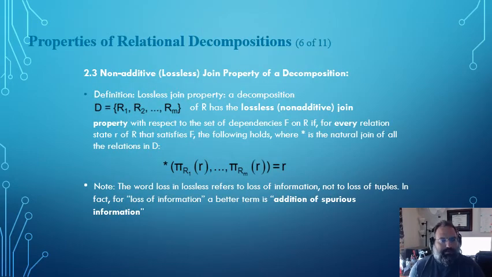Properties of relational decomposition, non-additive lossless join property of a decomposition. Definition, lossless join property, a decomposition D of R equals R1 through Rm has the lossless non-additive join property with respect to the set of dependencies F on R if for every relation state r of R that satisfies F, the following holds, where star is the natural join of all of the relations in D. Note that the word loss and lossless refers to the loss of information, not the loss of tuples. In fact, the loss of information is better termed the addition of spurious information.